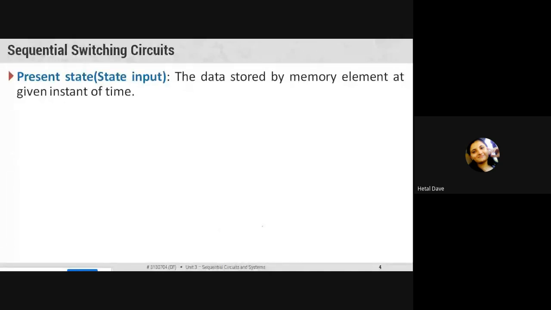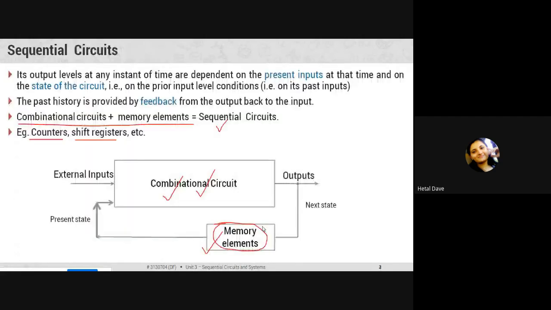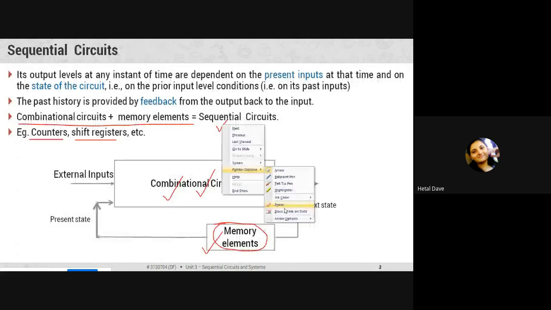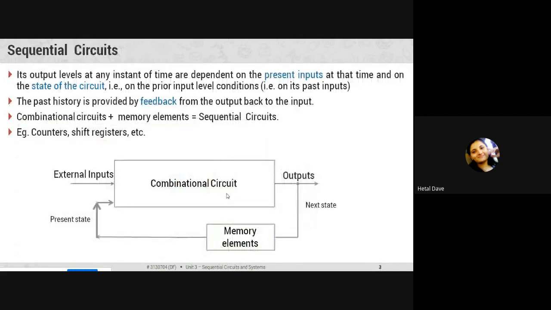Data stored at a memory element at a given instant of time is called its present state. How can I understand it? Let's say the clock is started at this instant.